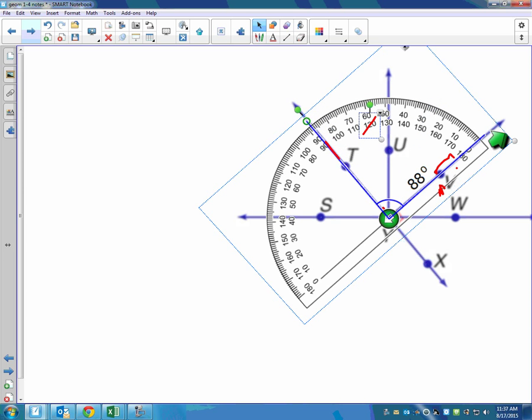You want to measure that to the other side. And again, mine might be a little error. Mine says 88, but I think it's supposed to be 90 exactly. What do you think? Did you get 90 on yours?